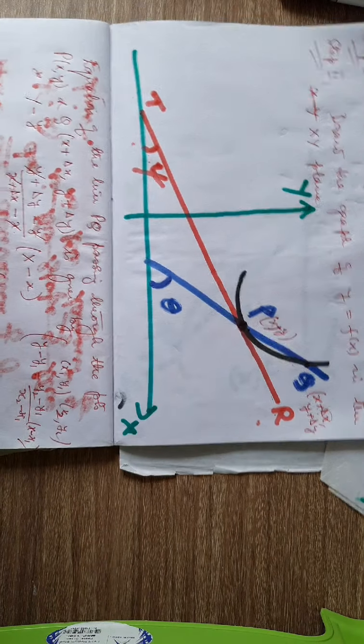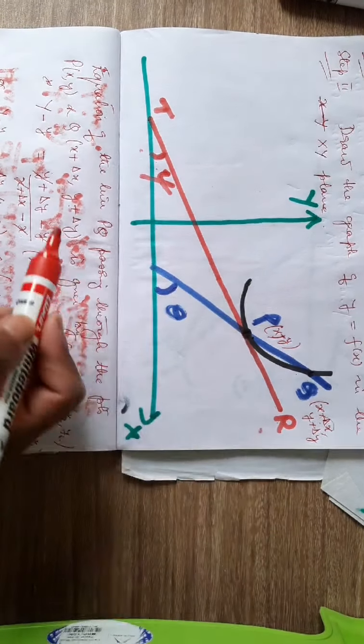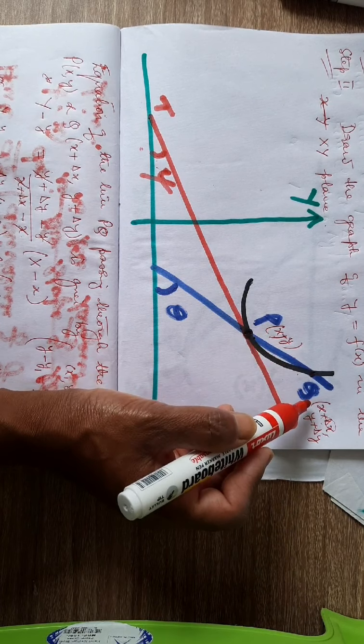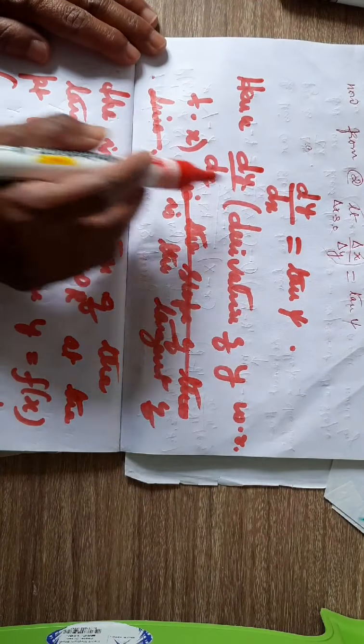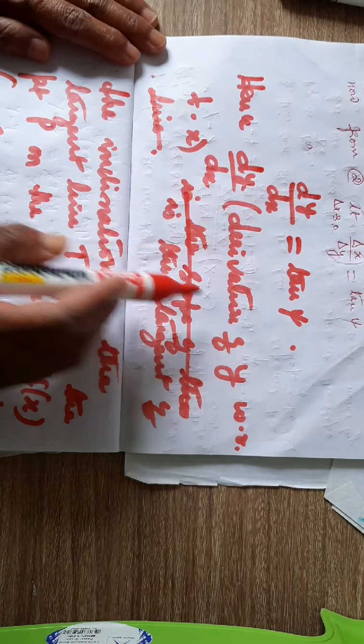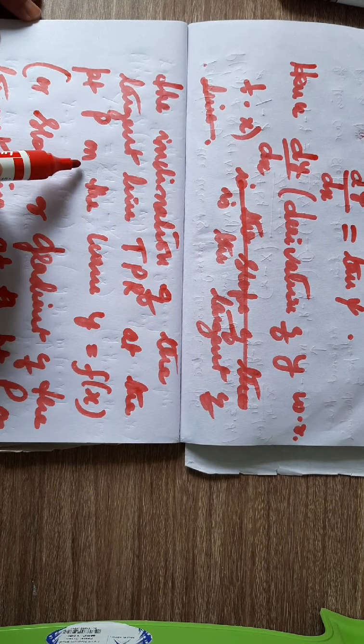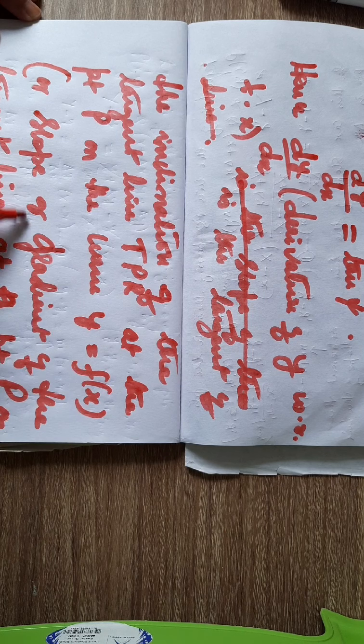So using these properties and also the equation of the line PQ which passes through the points P and Q, we are able to show that finally the derivative of y with respect to x is nothing but the inclination of the tangent line TPR at the point P on the curve y is equal to f(x), or the slope or gradient of the tangent line at the point P on the curve y is equal to f(x). I hope with this explanation it is now clear regarding the geometrical interpretation of the derivative dy/dx.